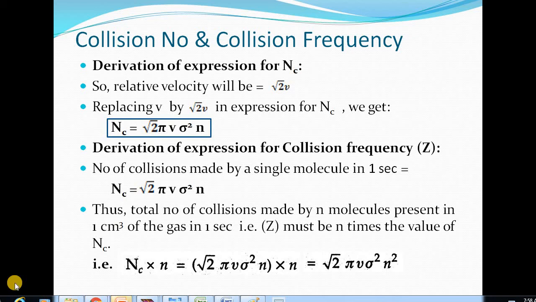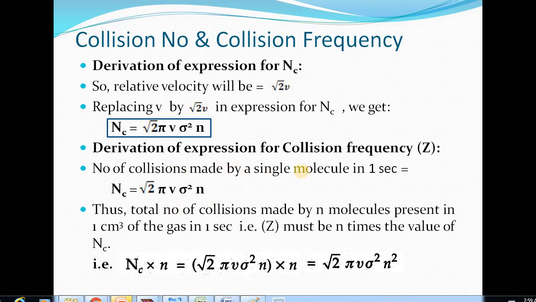Good morning, dear students. In our previous lecture, we have derived the expression for collision number. So today we will derive the expression for collision frequency. As we very well know, the collision number is the number of collisions made by a single molecule in 1 second, and it is given by the expression Nc equal to square root of 2 pi v sigma square n.